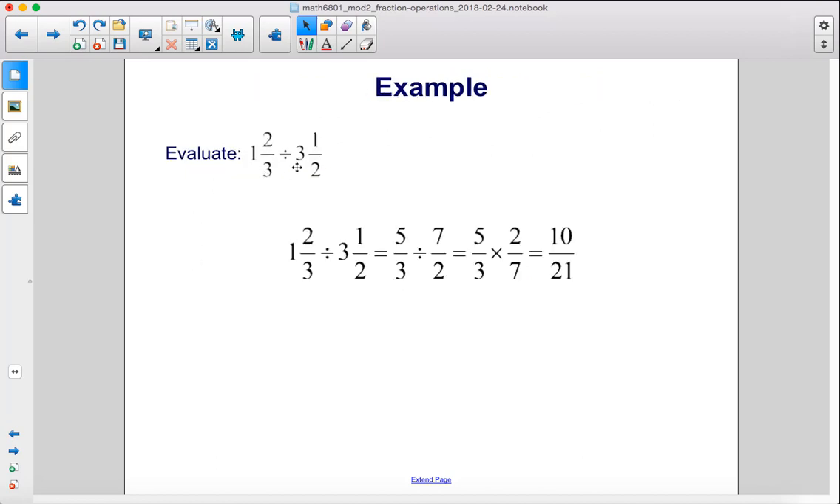Evaluate 1 2/3 divided by 3 1/2. All right, so we have our problem here. Then we change these mixed numbers into improper fractions. Then we keep, change, flip, and then multiply through.